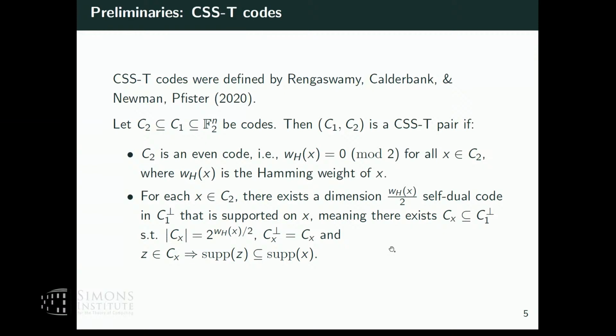And then this other condition. The first condition, an even code, is something that's quite easy to digest upon first read. This one takes a little bit more getting used to, I think. But it just says that in order to satisfy this condition, we need for every code word of the smaller code to find, within the dual of the larger code, a subcode that happens to be self-dual. And so supported on what? Well, I'm getting ahead of myself, but supported on the code word that we identified here. So these two conditions together make a CSS-T code.